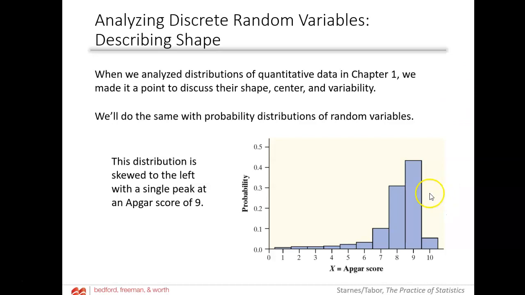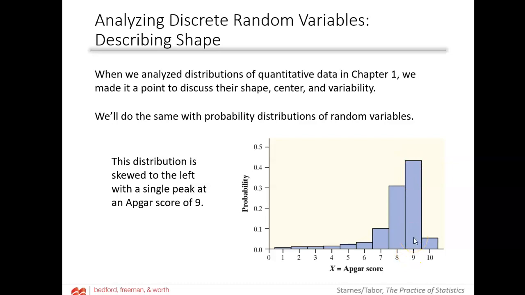All right, so the highest APGAR score here is out of 10. Their question here is about describing this distribution. Can you tell that it's skewed to the left? I hope so. It is single peaked at 9.